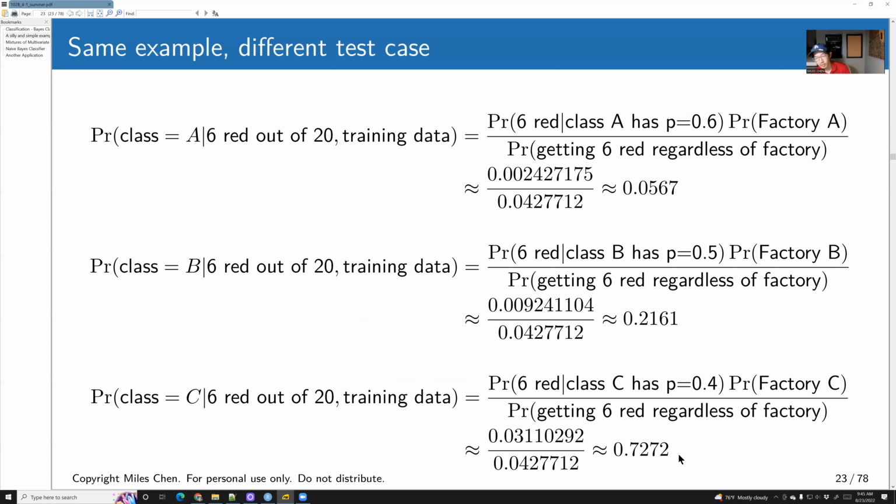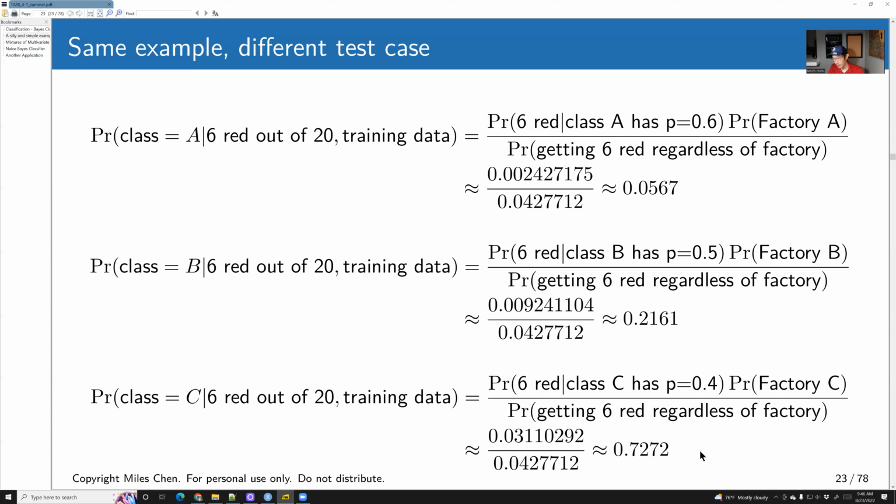Okay, so again, after we take into account the data, in this case our data is quite different from factory A, right? We got 6 out of 20, versus factory A, where we would have expected 12 out of 20 marbles to be red, and in our case we only got 6 out of 20. So that makes factory A very low on the list of contenders, and factory C, which fills bags at a rate of 40% red, is the most likely factory for this particular bag that we have, which is 30% red.